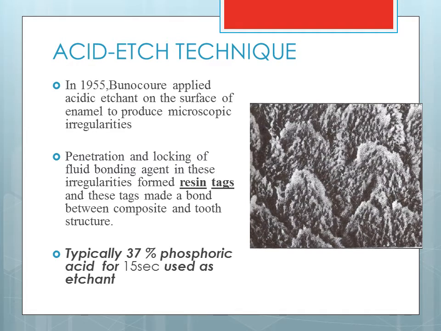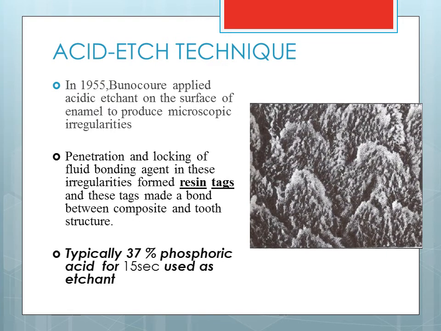Now, when we are talking about acid etching, an important fact is that 37% phosphoric acid for 15 to 30 seconds is used as an etchant. We discussed there are various etchants and conditioners available, but we use 37% phosphoric acid, and that too for 15 to 30 seconds. And when we do that, we achieve an etched enamel surface which looks like this image under the microscope, and they are basically microscopic irregularities or roughness.